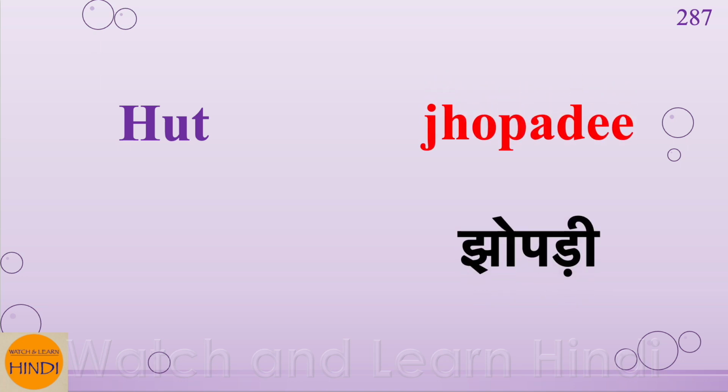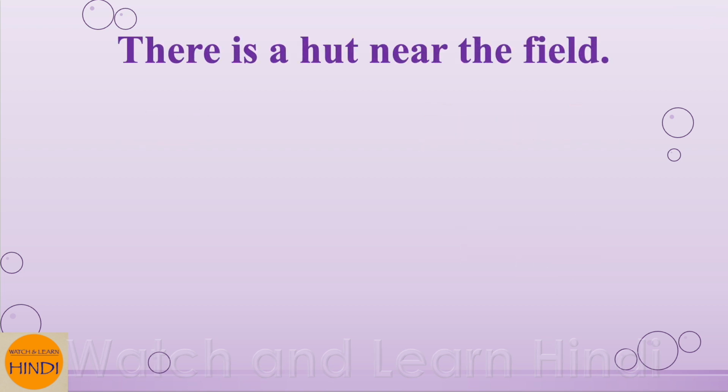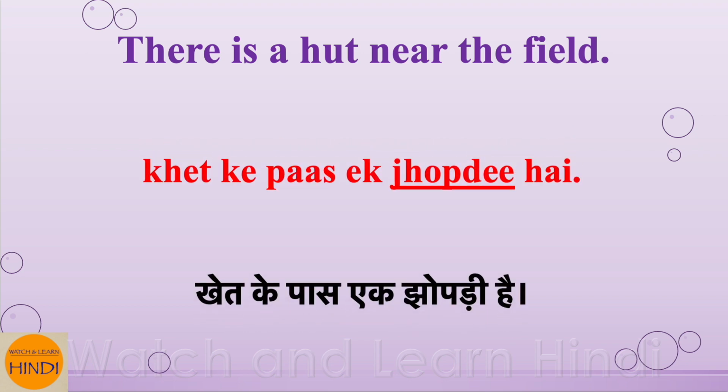Hut, झोपड़ी. There is a hut near the field. खेत के पास एक झोपड़ी है. Here, खेत is field, पास is near. There is a hut near the field.